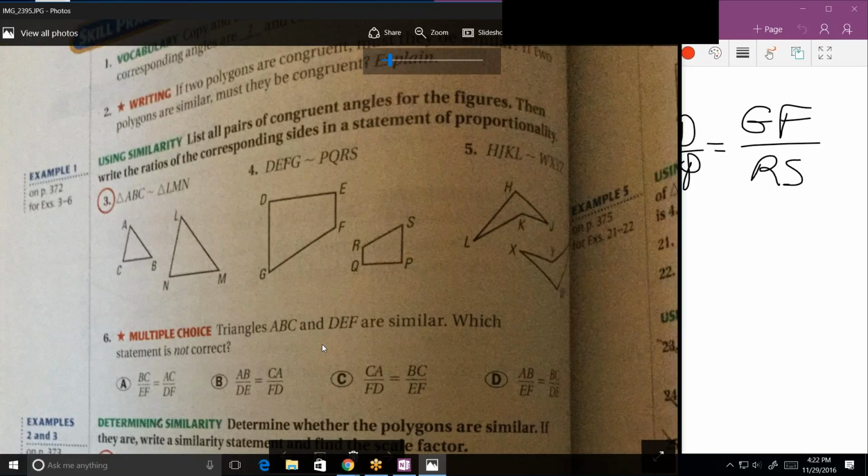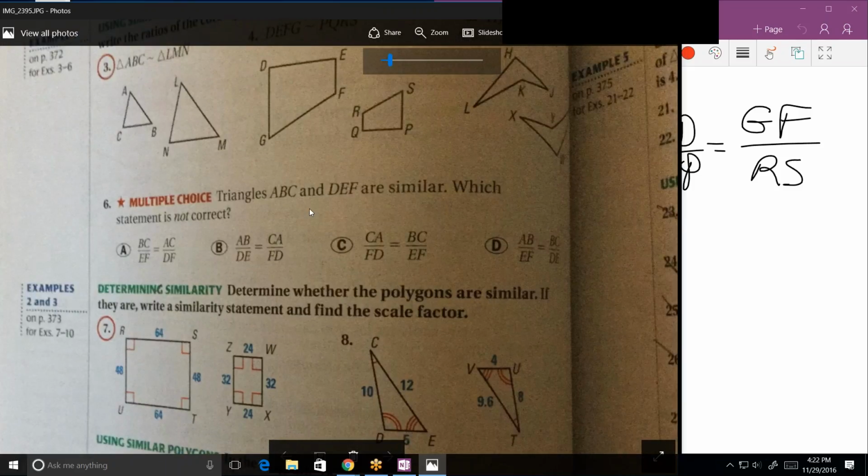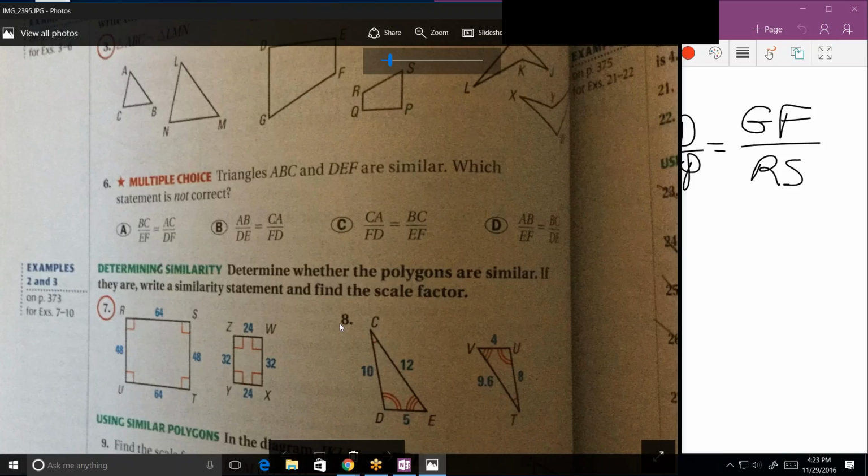All right, what next? 6? 6 is a multiple choice. Triangles ABC and DEF are similar. Which statement is not correct? BC over EF equals AC over DF. That's correct. AB over DE equals CA over FD. That's also correct.